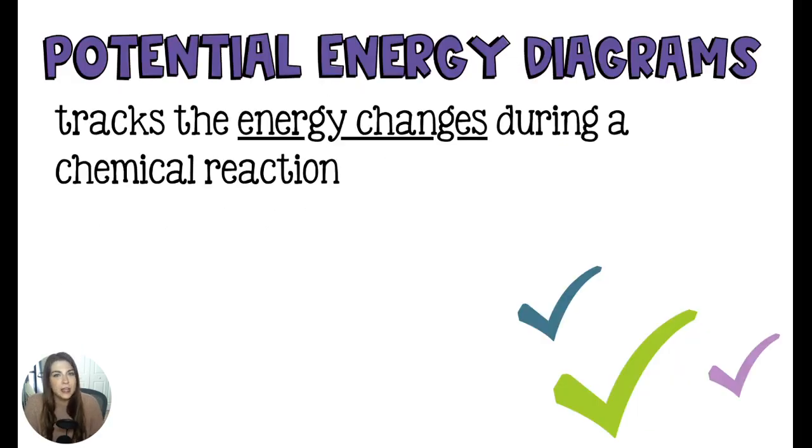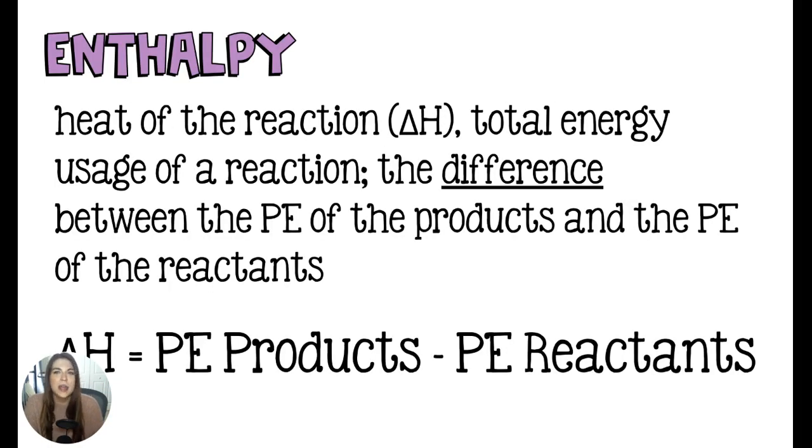A potential energy diagram is going to track energy exchanges during chemical reactions as we move from reactants, go through the reaction, and end as products. In kinetics, we have the term enthalpy, which is also called heat of reaction, represented by a delta H, and that is the total energy usage of a chemical reaction. So it's going to be the potential energy of the reactants that we start with and the energy of the products that we end with. We're going to subtract those two values, and that'll tell us the full energy exchange of the chemical reaction.